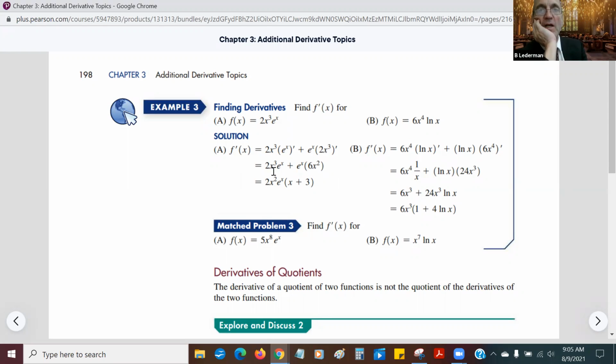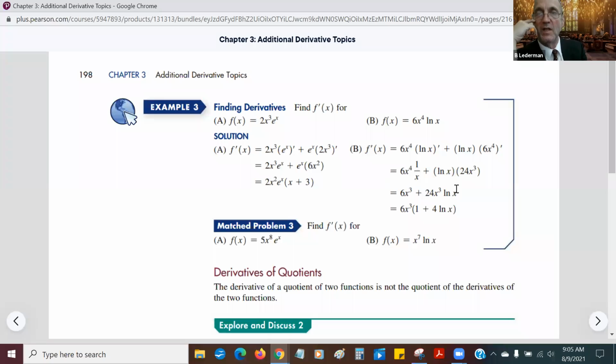And if you crunch that all out, it's going to wind up being 2x squared times e to the x times parentheses x plus 3. That's going to be the final answer. And for the ln, again, it's going to be 6x to the fourth times the derivative of ln x plus ln x times the derivative of 6x to the fourth. Those are my two functions up here. The derivative of ln x is 1 over x. The derivative of 6x to the fourth is 24x to the third. So it's going to be 6 times x to the third, plus 24 times x to the third ln x. And I could factor out a 6x to the third.